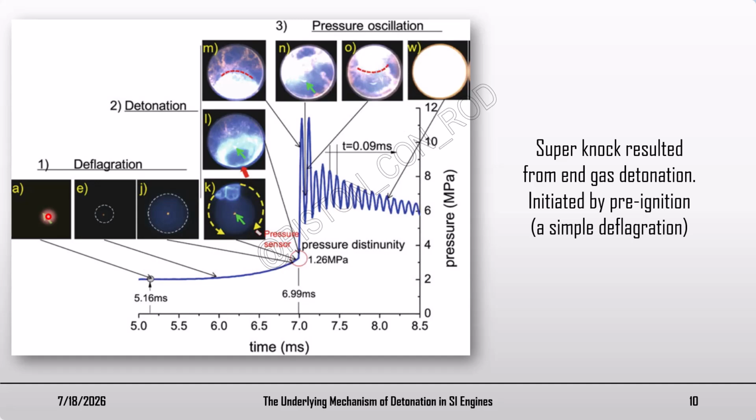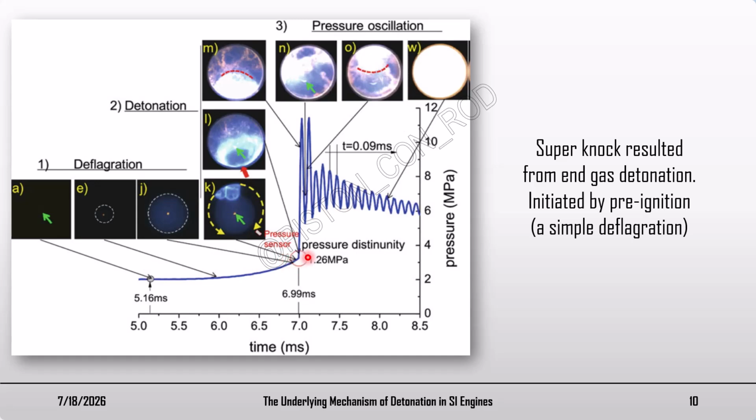So before the spark ignited, we had some pre-ignition event resulting probably from a hotspot or a flying hotspot inside the chamber. This results into a deflagration, a normal combustion event, but at this part, which is probably after 2 milliseconds, in the end gas, auto ignition happened, which resulted into detonation. This is the detonation wave, as you can see, and this part here we have the pressure sensor.